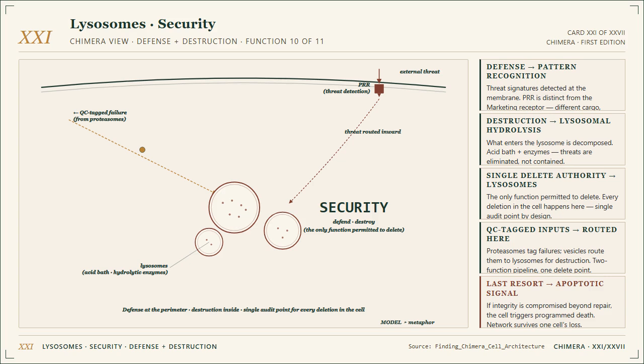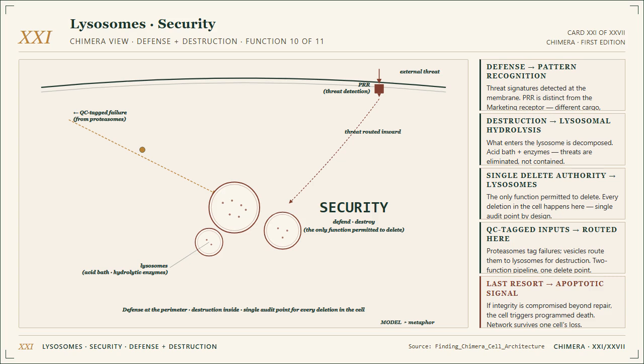There is a fourth element, not visualized but present in the architecture: the apoptotic signal. If the cell's integrity is compromised beyond repair, too many failed QC tags, too many external threats getting past the perimeter, the cell triggers programmed death. The network survives one cell's loss. The alternative is letting the compromised compartment spread damage outward. Last resort, but built in.